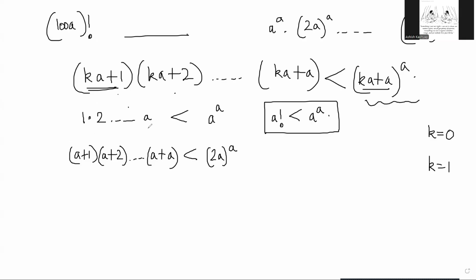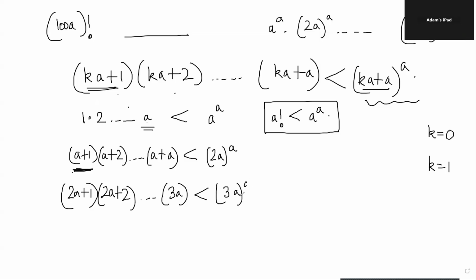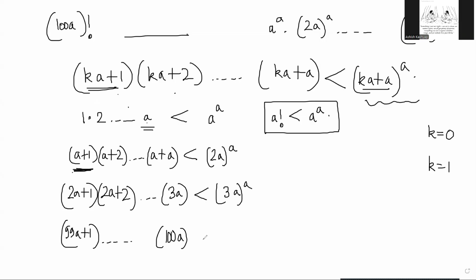Now see what will happen. Can you see that this is the next term in the sequence after a? And if I put k is equal to 2, it will be 2a plus 1, 2a plus 2, and finally 2a plus a, so 3a, right? And if I go up to 99, I will get 99a plus 1, 99a plus 2, and 99a plus a will be 100a, and that will be less than 100a power a.